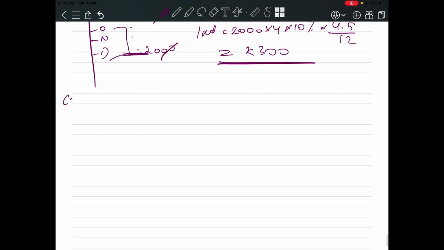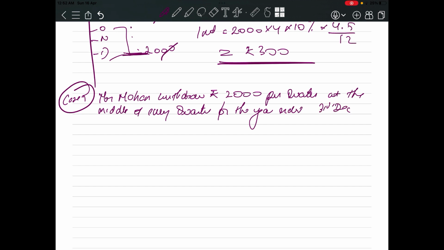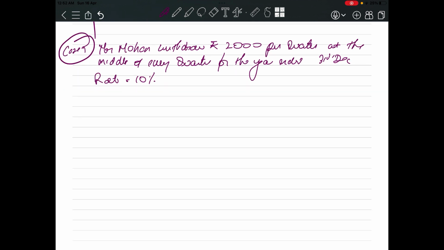Okay, so what is the case number 5? Last case. Case number 5 is: Mr. Mohan withdraws rupees 2000 per quarter at the middle of every quarter for the year ended 31st December. Okay, rate is same 10%. Now this will be the last concept.